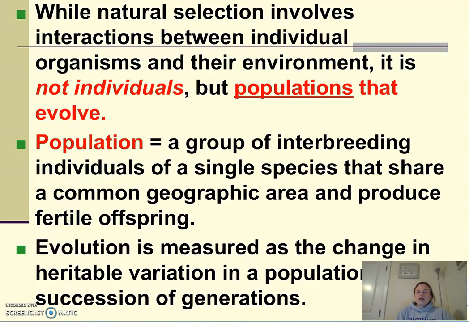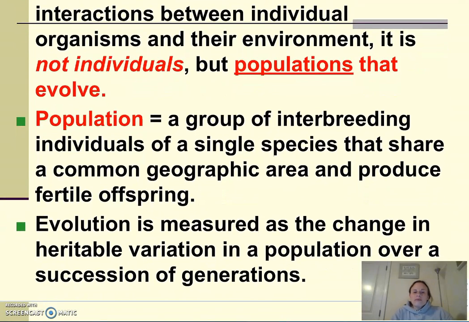That's something that Lamarck got wrong, where a population is a group of interbreeding individuals of a single species that share a common geographic area and can produce fertile offspring. So in our next video, we're going to look at the evidence that scientists use to support their theory of evolution.